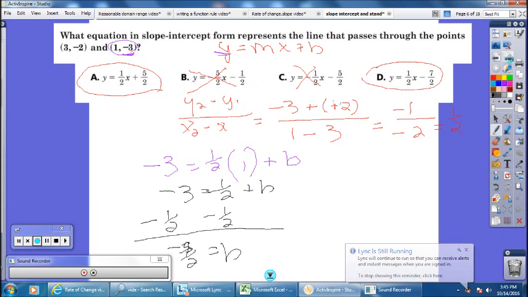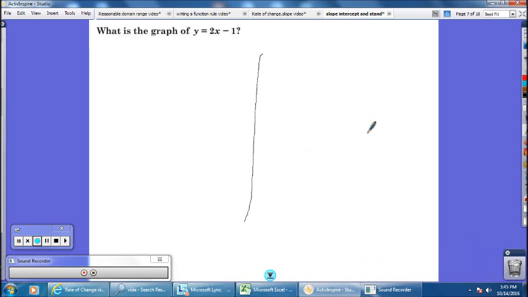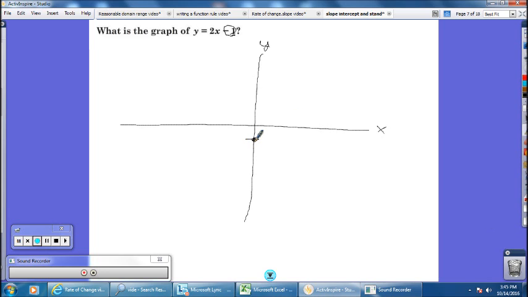Okay, what is the graph? Well, this is easy. Okay? This is my x, this is my y. It's telling me everything I need to know here. I'm going to cross the y-axis at negative 1. So, here's negative 1. This is where I'm going to cross my y-axis. This is telling me what I'm going to rise and run. My slope is 2 over 1. I'm going to rise up and then I'm going to run because it's positive.